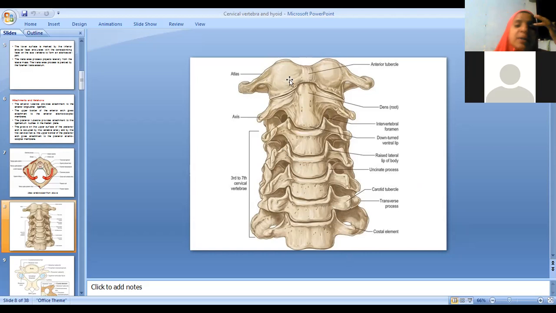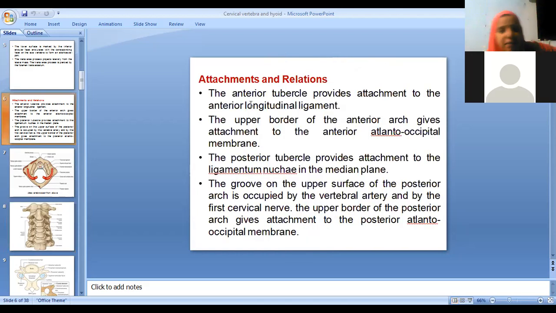Now, in case of the first cervical vertebra, in the anterior aspect you have a tubercle which is called the anterior tubercle. The attachments of the structures are, we have the anterior longitudinal ligament in front. Like the anterior tubercle of the first cervical vertebra, it gives attachment to the anterior longitudinal ligament.